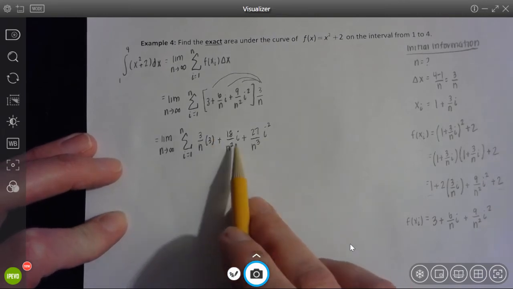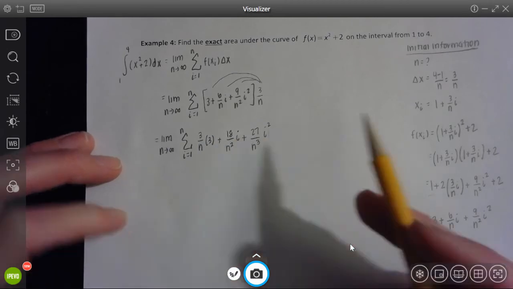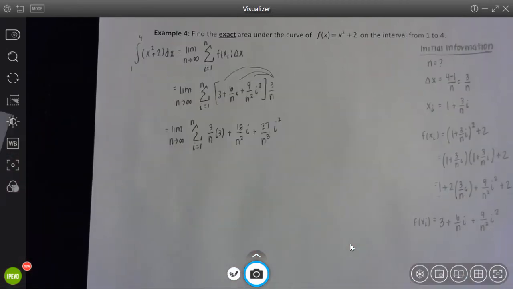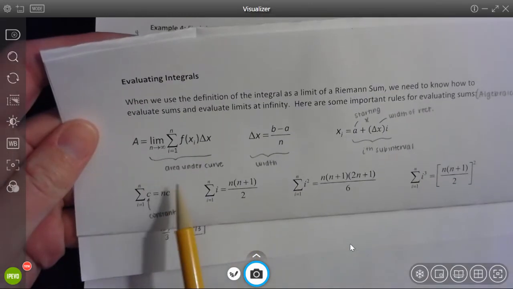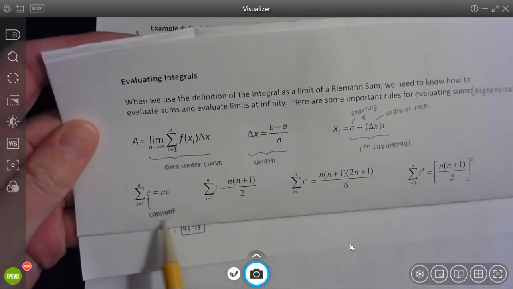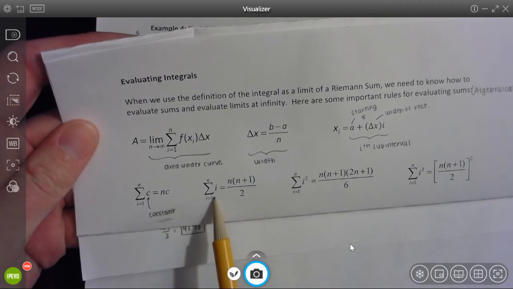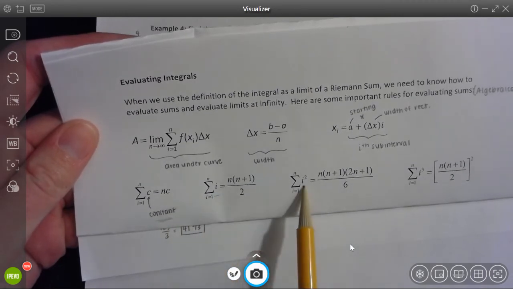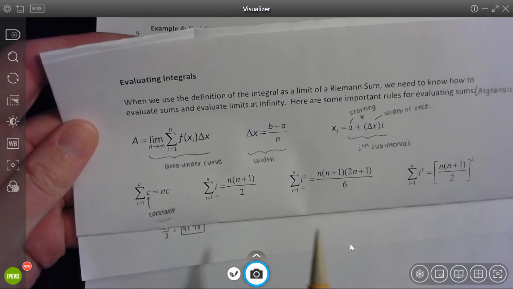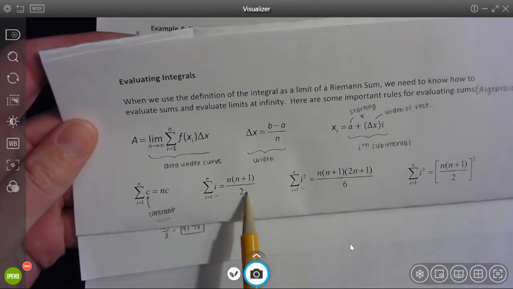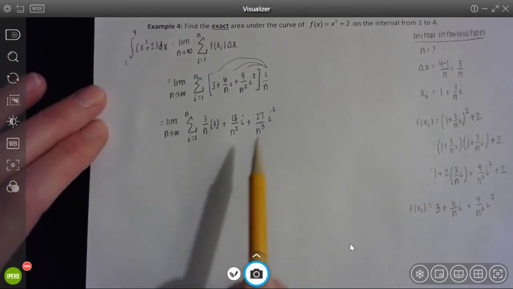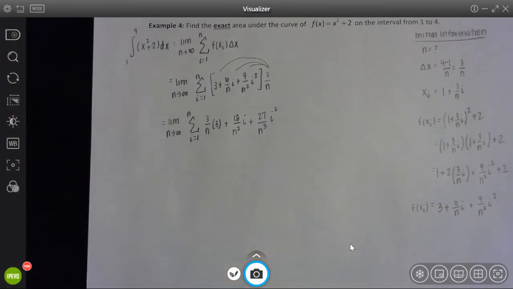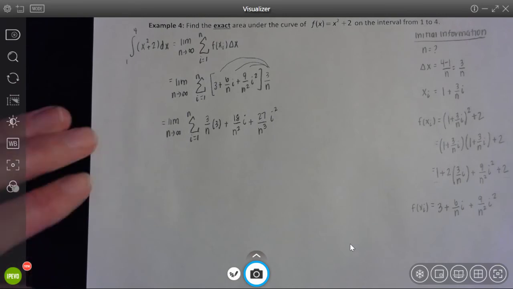So we have a constant, we have an I term, and we have an I squared term, which means we're going to want to use 3 of these things to substitute in for. We're going to want to use the one with the constant, the one that's got the I, and the one that's got the I squared here. So we're going to have 3 things to substitute in for. But I'm going to manipulate this a little bit to get it into the form that we need in order to substitute in.